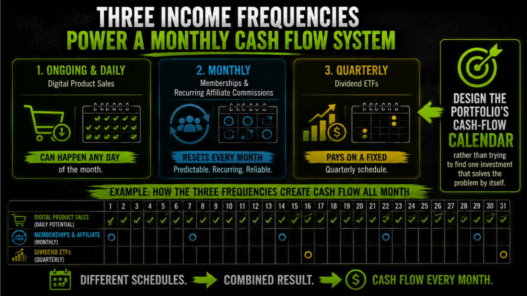3 income frequencies appear in any well-constructed passive income portfolio. Ongoing and daily, which would be digital product sales, and they can happen any day of the month. Monthly: membership billing cycles and recurring affiliate commissions reset every month. And quarterly: most dividend ETFs distribute on a fixed quarterly schedule. Design the portfolio cash flow calendar rather than trying to find one investment that solves the problem by itself.